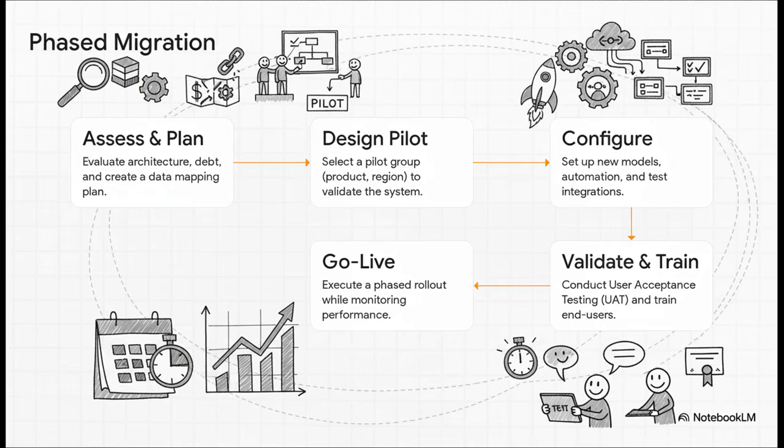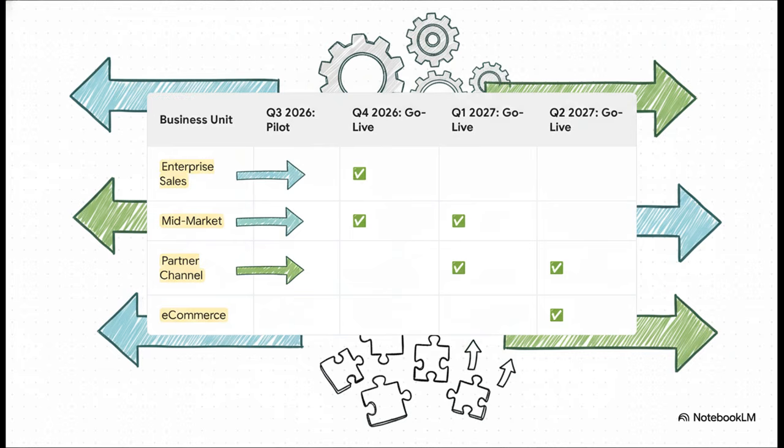And you absolutely must have a detailed data mapping plan because the data models are different. From there, it's a controlled pilot, then configure and integrate, validate with real users, and only then do you execute a phased go-live. And here's what that could look like in the real world.